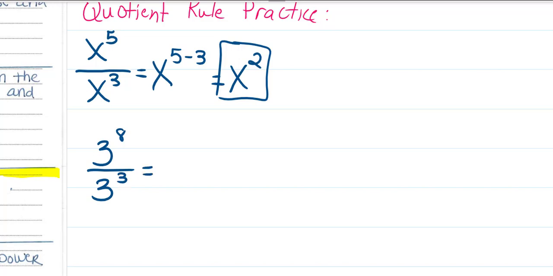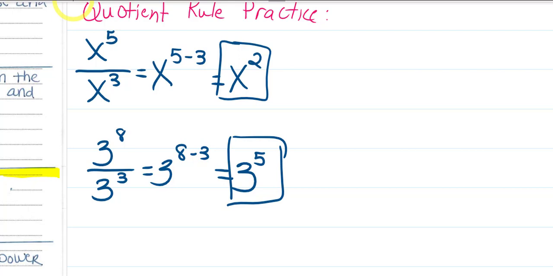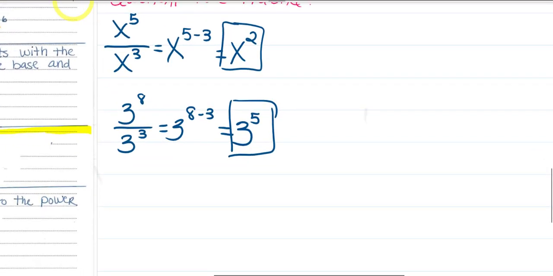All right, pause the video and try that one. So again, our base is the same, so we're going to keep the same base. And since this is a division, we see it written as a fraction, we subtract. We're going to subtract 8 minus 3 in the exponent, and I would have 3, and 8 minus 3 is going to give me a 5. So 3 to the 5th would be my answer here. We're always going to be performing a subtraction when it is a division problem.